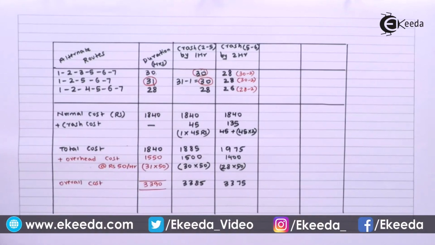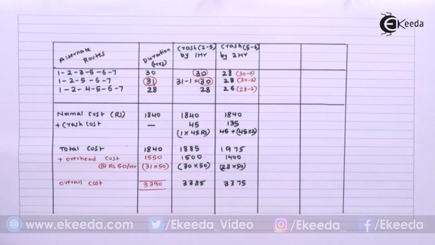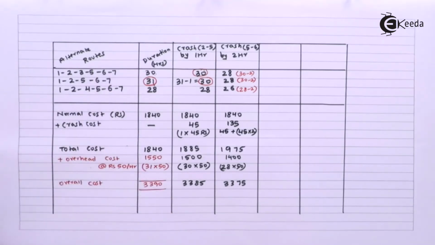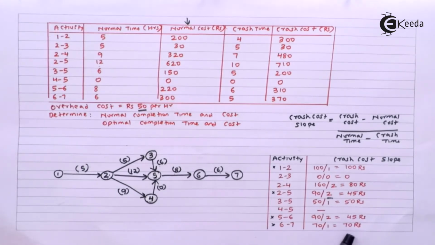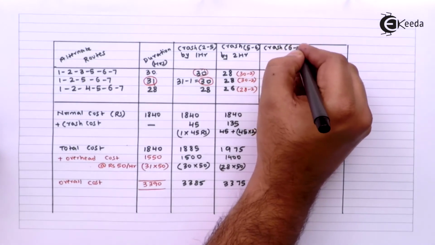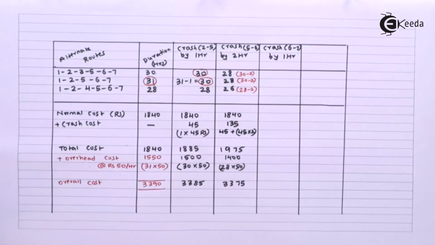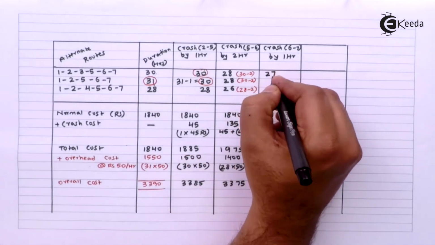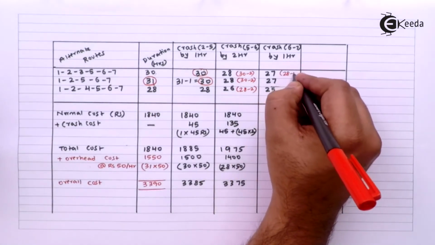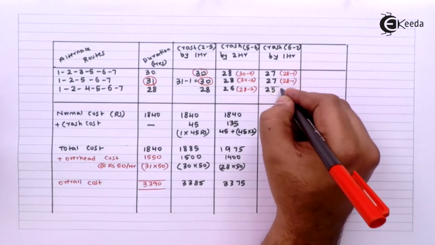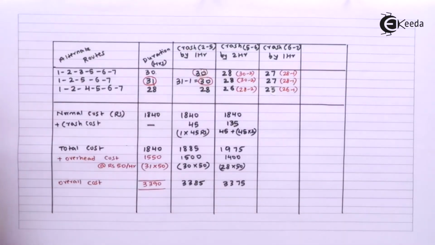So तीनों critical हो गया, तो मुझे तीनों में crashing करना पड़ेगा. अब तीनों में common है मेरे पास 6-7. So I will crash 6-7. Now 6-7 can be crashed by maximum only 1 hour, and the cost is 70 rupees. So I will crash 6-7 by 1 hour. तो तीनों में वन आवर कम हो जाएगा, 27, 27 एंड 25, दैट इज 28 माइनस 1, 28 माइनस 1 एंड 26 माइनस 1 इक्वल टू 25.